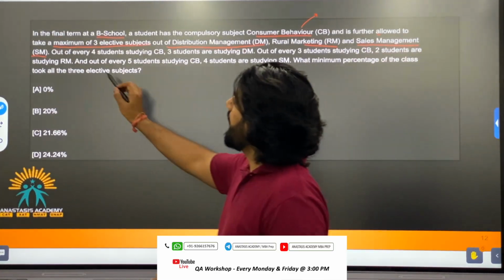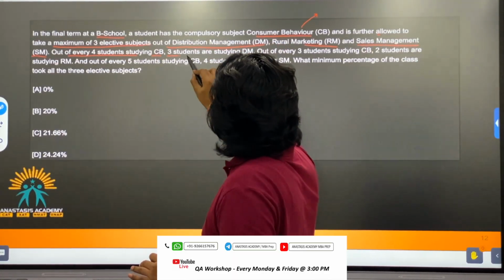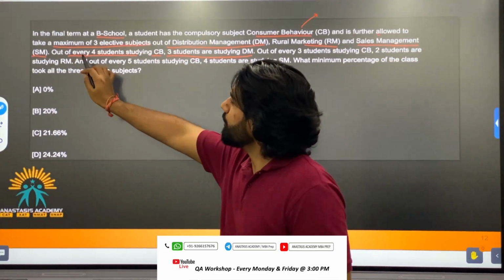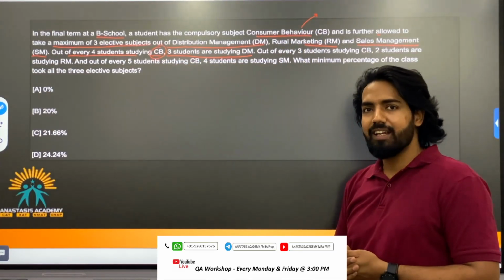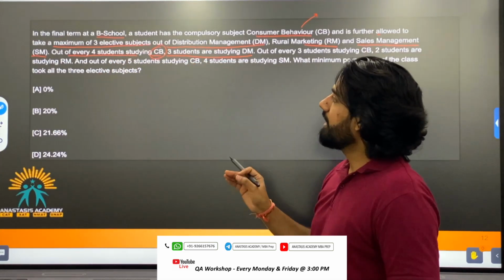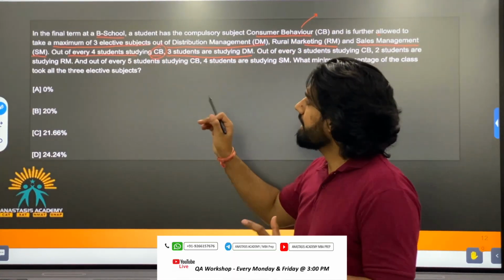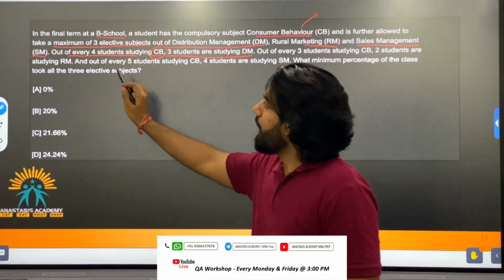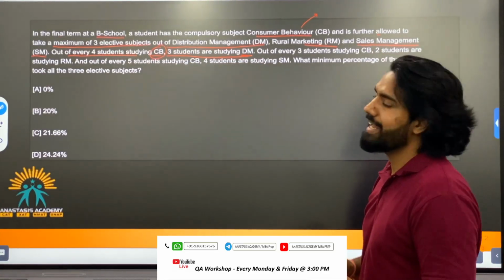Now it is given that out of every 4 students studying consumer behavior, 3 students are studying DM. What does this line mean? All the students are studying CV, right? So it is telling me that out of every 4 students, there are 3 students studying this one elective, DM.